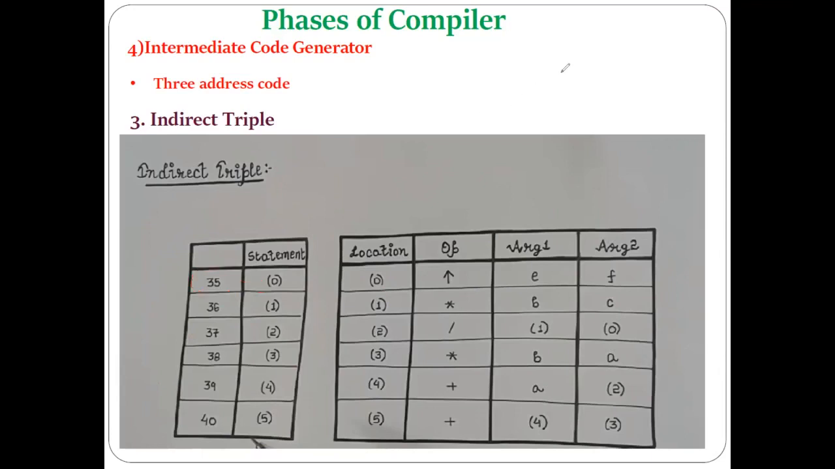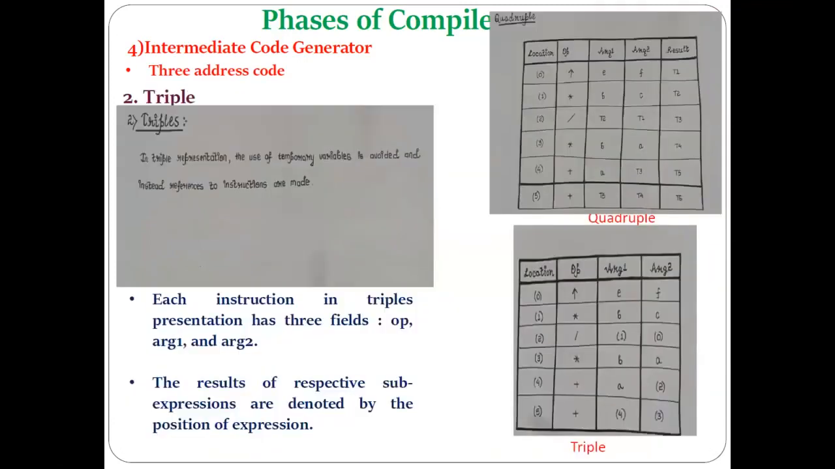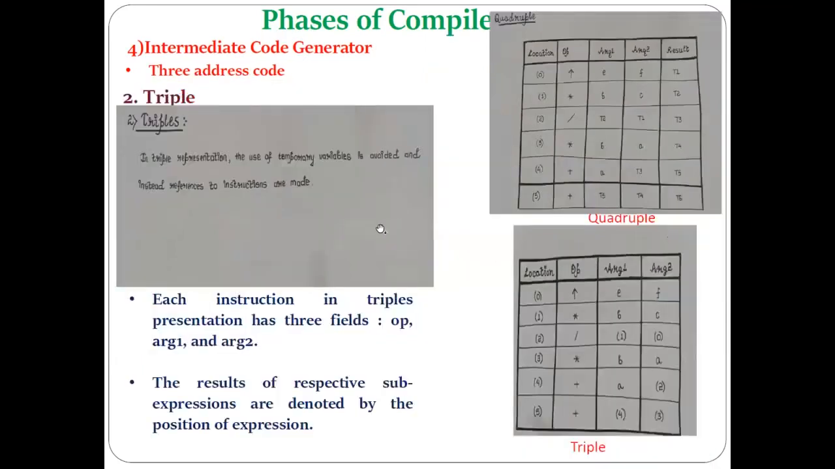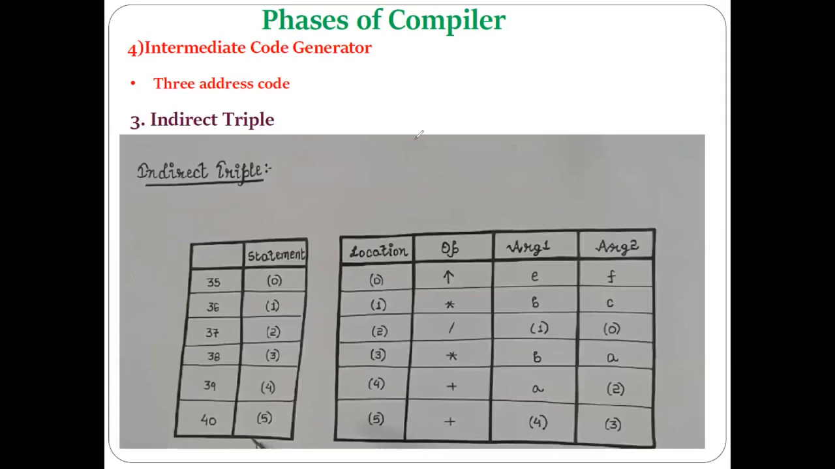So you have to understand what differences there are in the different representations of three address code. First we saw the quadruple. In the quadruple, four fields are there, and we use temporary variables. In the triple, we avoid the use of temporary variables and use position numbers instead. And in the indirect triple, we use a pointer to point to that position number instead of using the position number itself. For that purpose, we use this array list, and in this array list we use these different pointers, which point to the different position numbers.